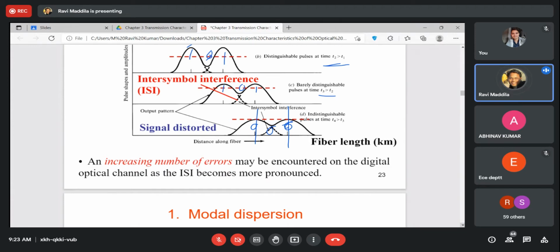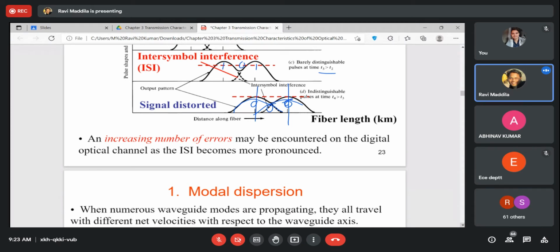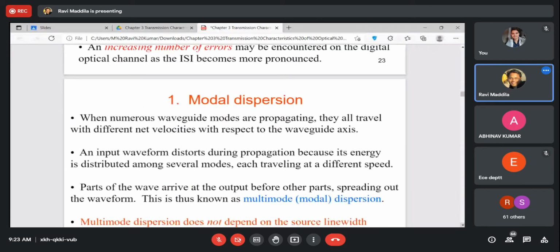So with fiber length and distance, the time also increases and the dispersion increases. As the dispersion increases, you can see another effect here. The pulses are also overlapping. So this is another factor which gives degradation in optical fiber communication.